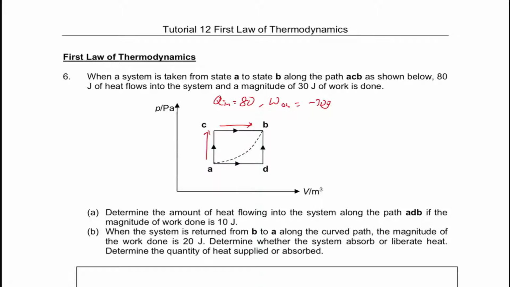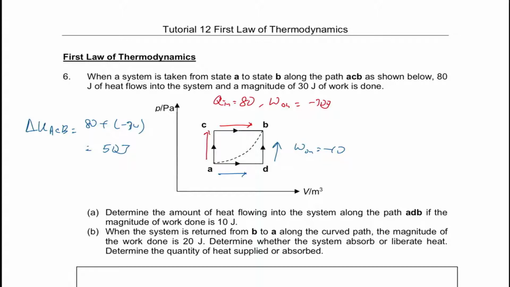Okay. Then you are given path ADB as well. Use blue color. So ADB is this way. This one you're given the work done, so W on is equal to negative 10. Because you both end up at B, your delta U is the same whichever path you take. It's from A to B. So basically delta U of ACB is equal to 80 plus negative 30, and you will get 50 joules.